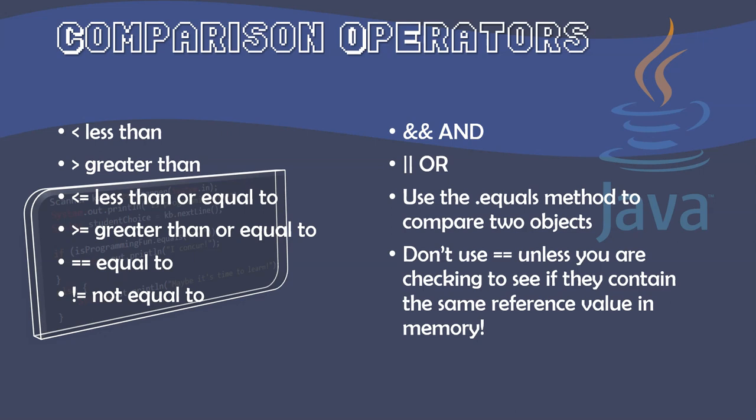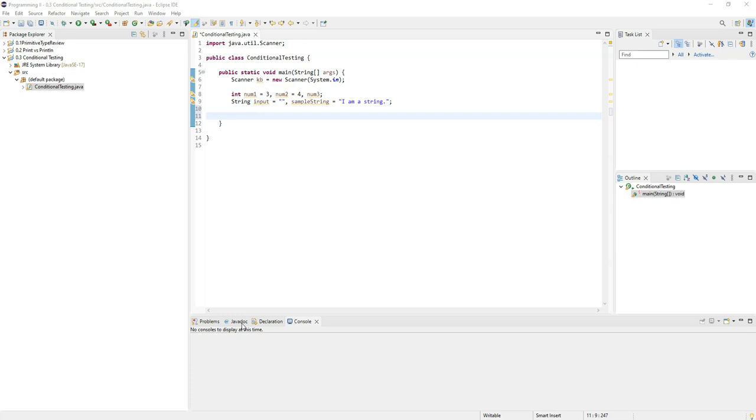All right, now over into Eclipse, let's go ahead and just do some conditional testing here just to demonstrate our if, our else if, and of course our else. So I went ahead and created some simple variables here. So I have int num1 is equal to 3, num2 is equal to 4. I just have num3 because I think I'm going to use that from user input. I have string input equals an empty string right now, so it's not equal to anything. And I have a sample string called I am a string. So let's go ahead and just do some testing here.